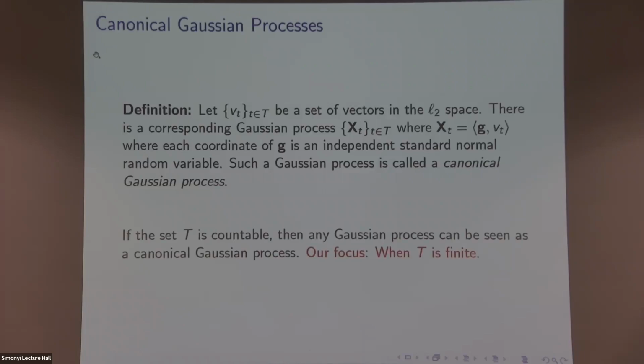If the set T is countable, then any Gaussian process can be seen like this. It's not true when T is uncountable, but in this talk we're just going to think of T as countable. I'm not getting into technicalities; just think of the case when T is finite. We don't lose any generality, but potentially many of these things could be done even when T is uncountable.